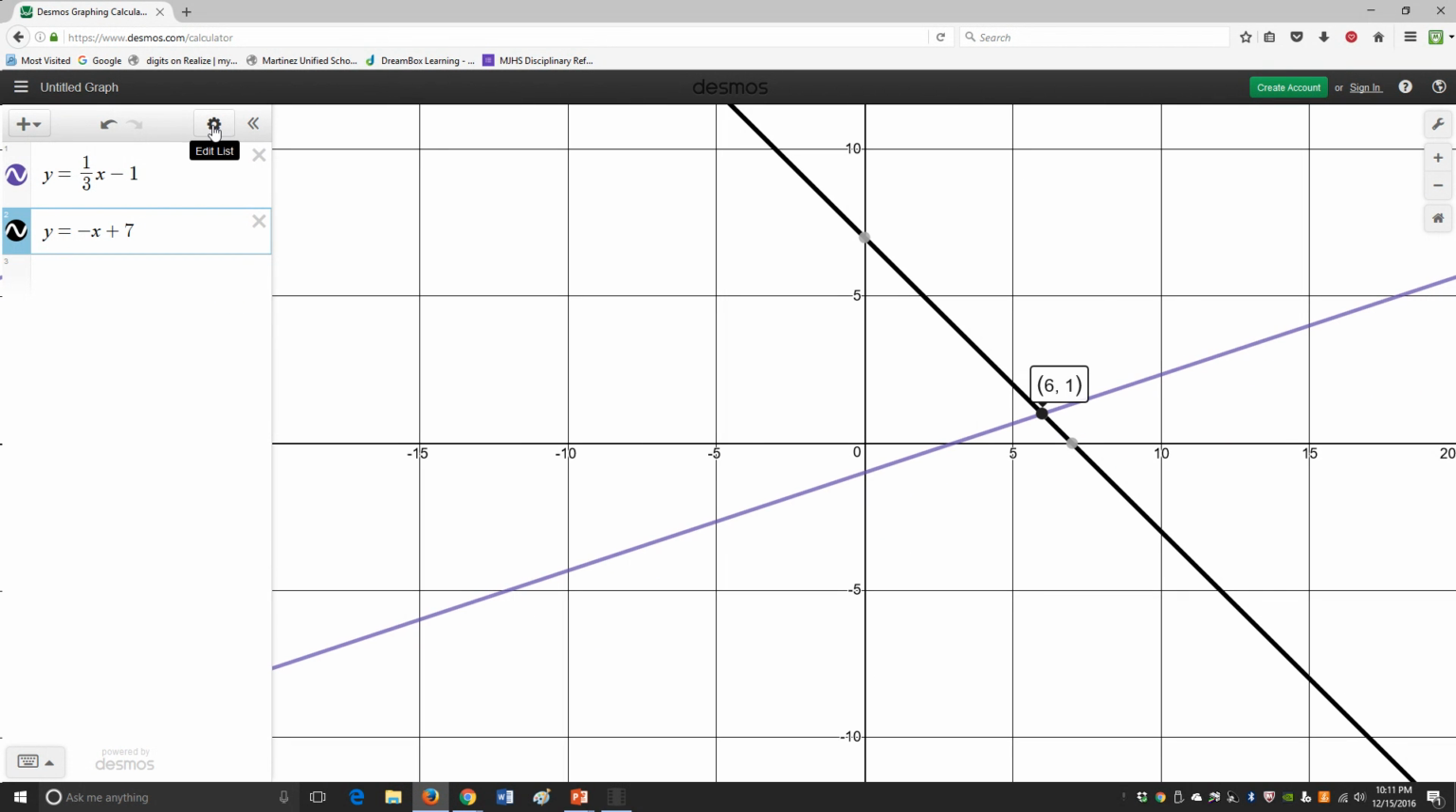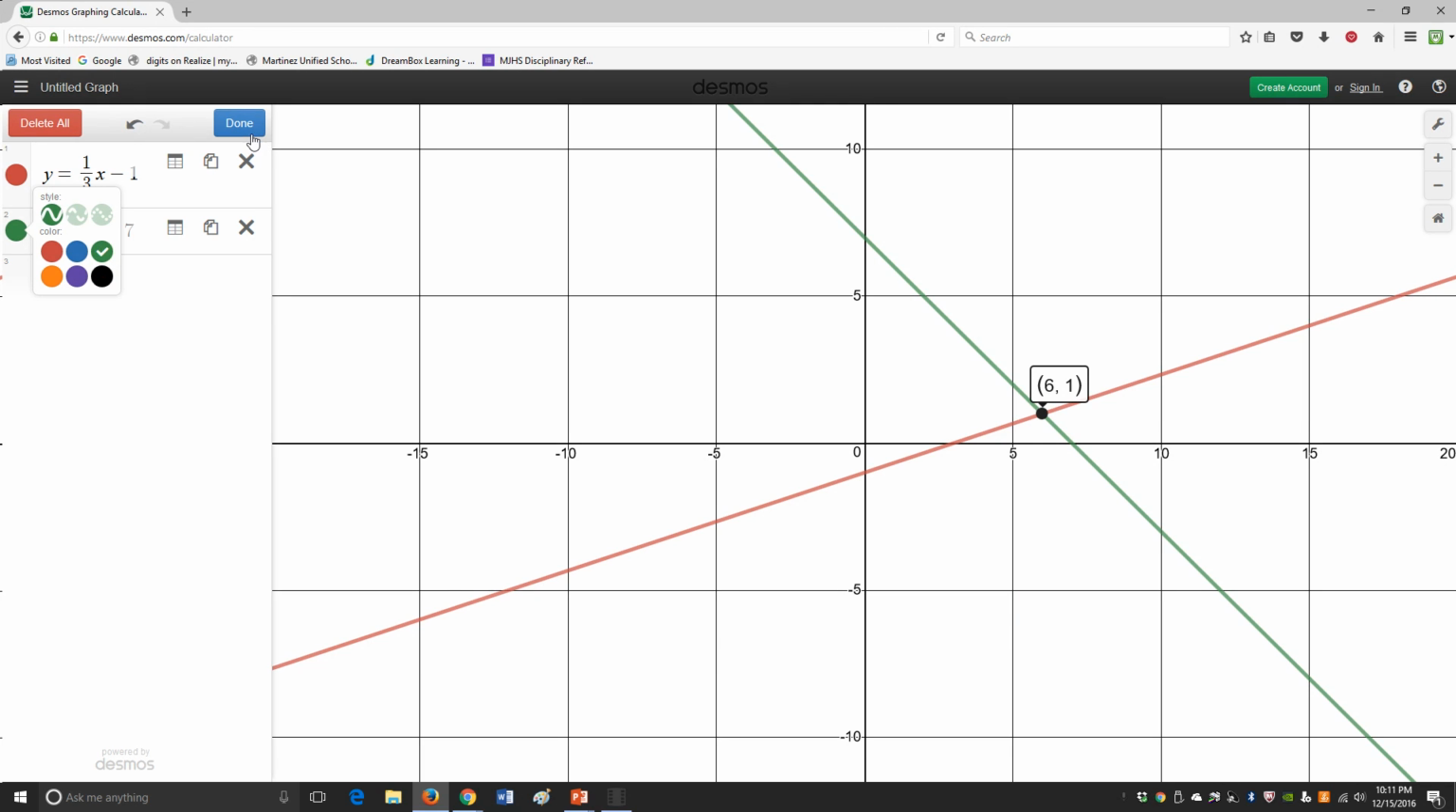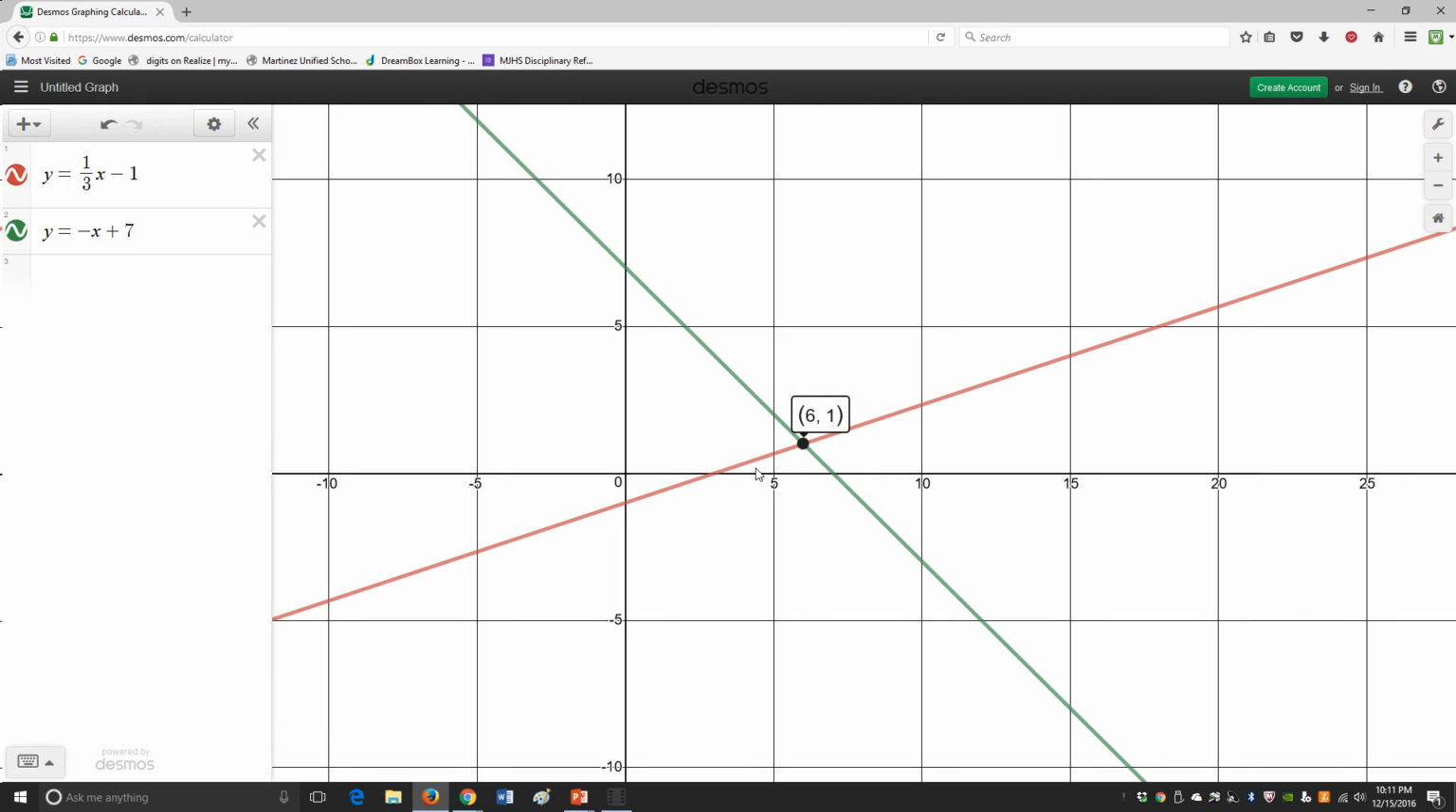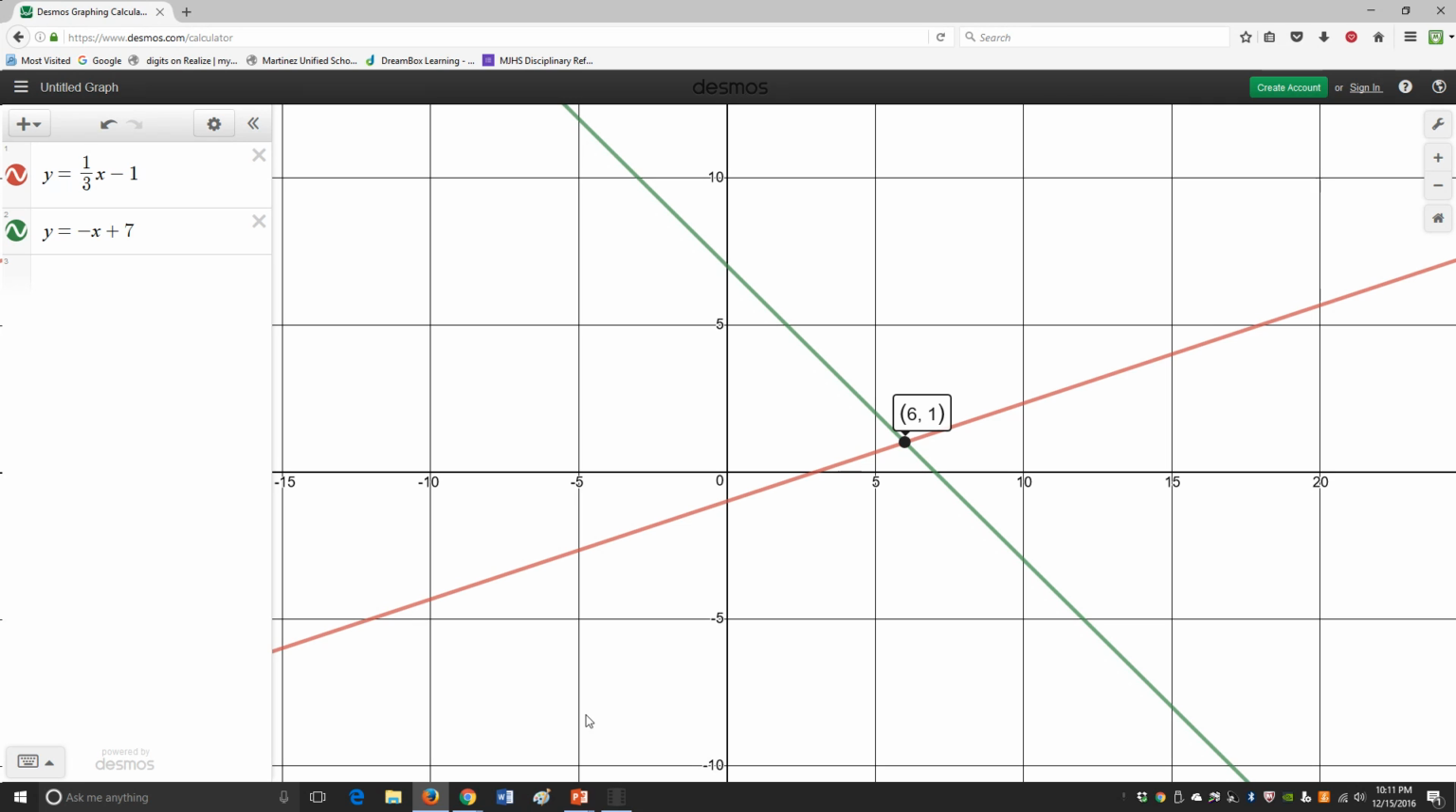Also on the left, there's a little edit list button here. You can change the colors of the line. You can change if they're dashed or not. So you'll notice here I did red and green, done, and now the lines are red and green. So that's how you use Desmos.